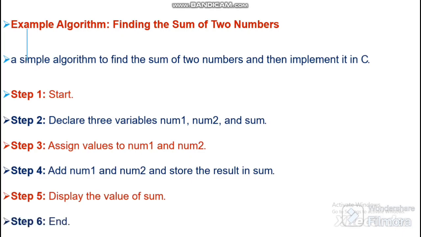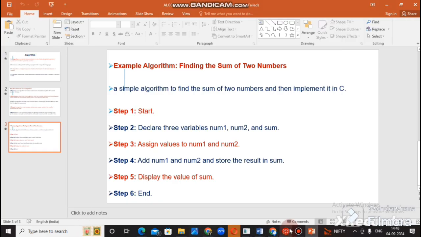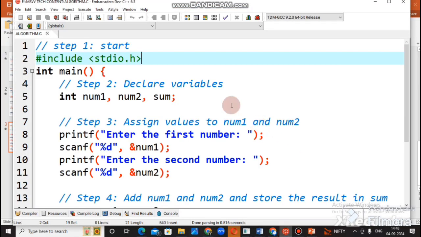So start the algorithm. Declare three variables. You can give any two values and add them. Store the result in the sum, display the result which is in the sum, and end the program. I will explain this through code. First I'll read out the steps in the algorithm, followed by the C code.